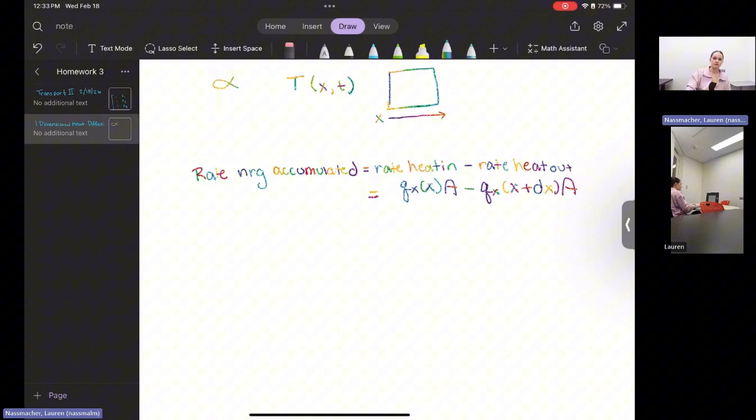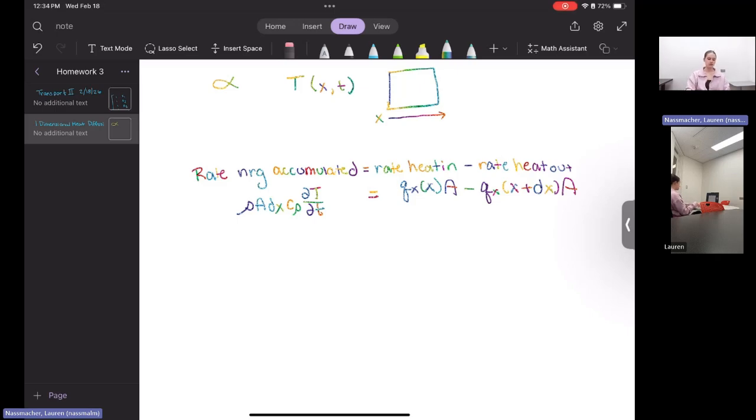Energy accumulated or energy stored in a material depends on two factors, mass and temperature. That can be written out as the density of the material multiplied by the area at an infinitesimally small space, like a thin slice of a slab, times the specific heat capacity, because every single material stores heat differently, multiplied by the rate of change of temperature with respect to time.